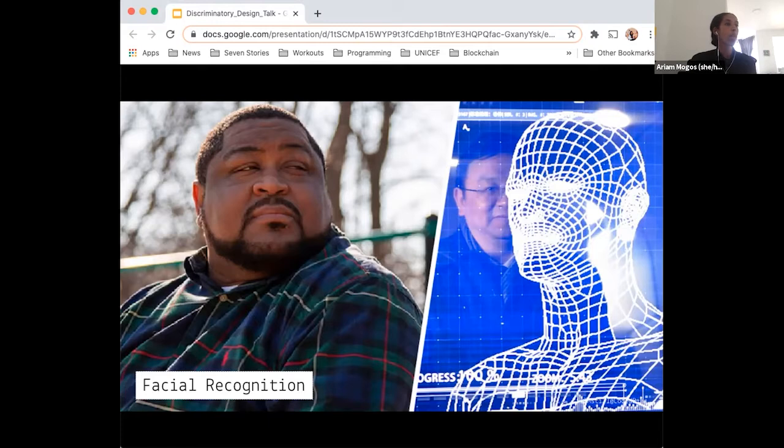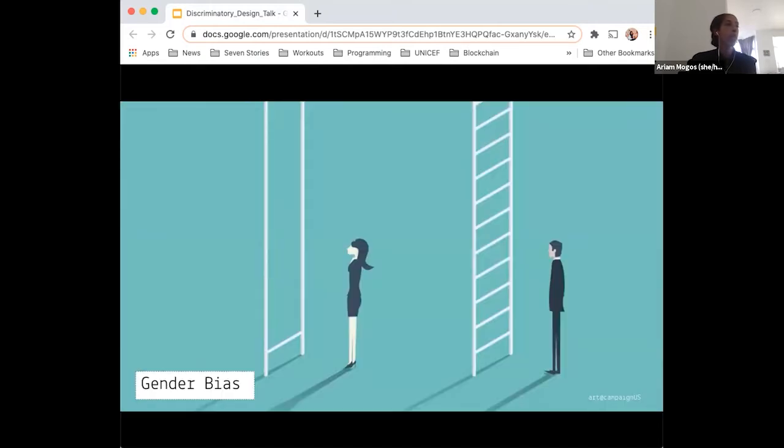Just a few months ago, Robert Williams, a Black man living in Detroit, was wrongfully arrested because of facial recognition software. He was misidentified by an algorithm, and this is becoming more and more common amongst Black and Brown communities. We're seeing racism and sexism and other isms becoming more visible in technology. Another example is in 2018, Amazon had to scrap an AI automated recruitment and hiring tool that was discriminating against women. We've seen a lot of gender bias in technology.